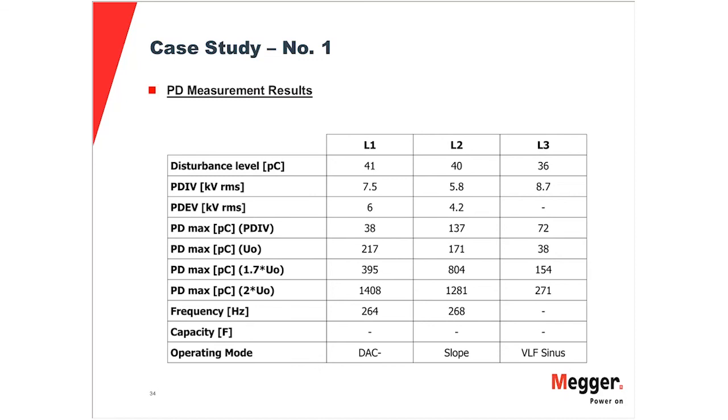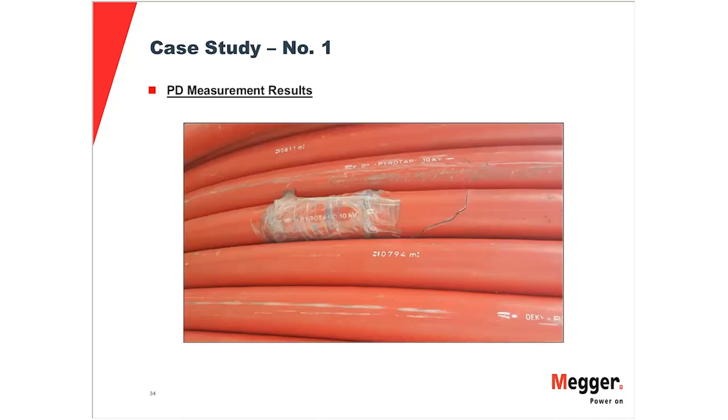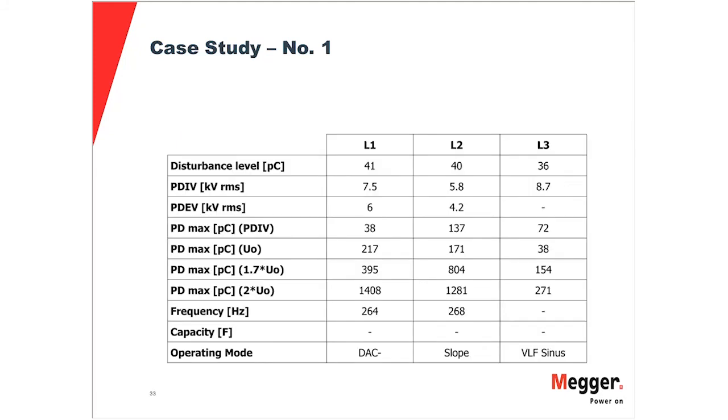VLF sinusoidal shows you that this cable is in perfect condition, but we have seen on the picture before that the cable is not at all in perfect condition, and this is clearly seen here with the slope technology as well as with the DAC technology. So you see we then further increased to 1.7 U0, where even the VLF sinusoidal has slowly shown some partial discharge, but far below the actual value, and up to 2.0 U0.